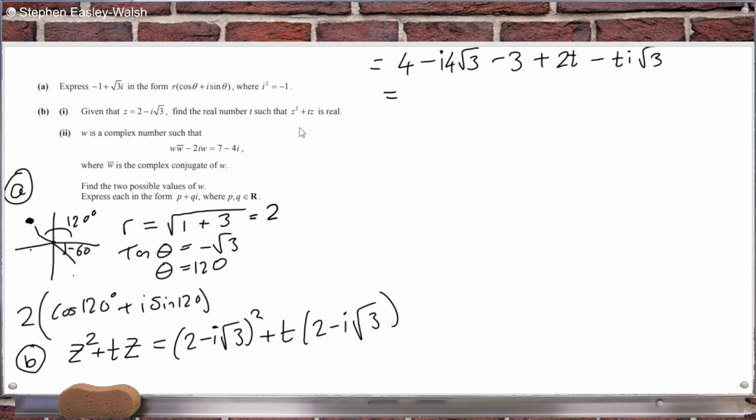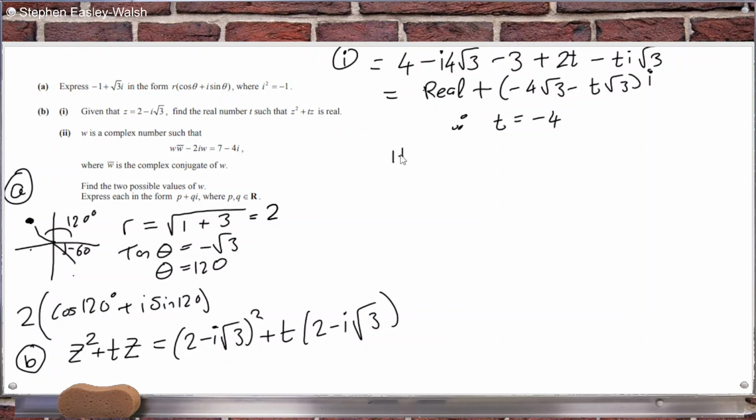So I don't really care so much about the real part. I just want to look at the imaginary part right now. Minus 4 root 3 minus t root 3 i. So you can see, therefore, the t has to be minus 4, because if t was minus 4, then this would become plus 4 root 3, so it would cancel then. Okay, so that's the first part taken care of.